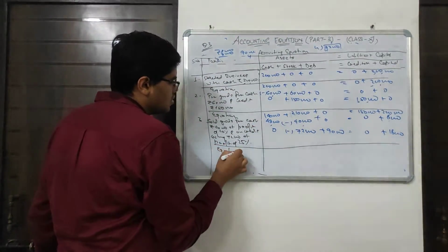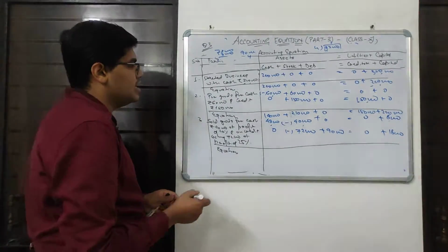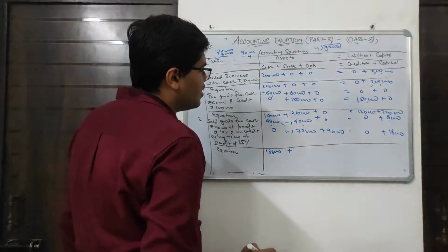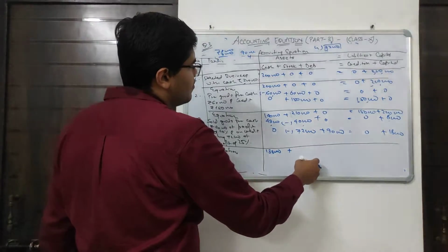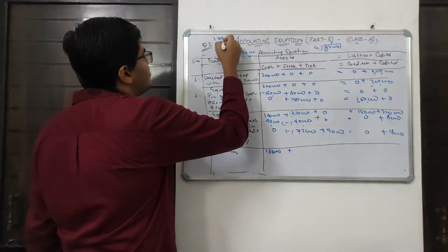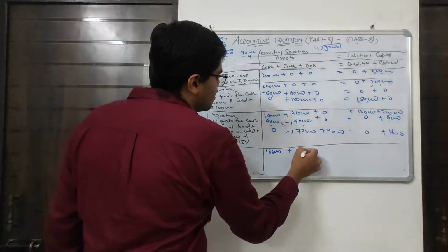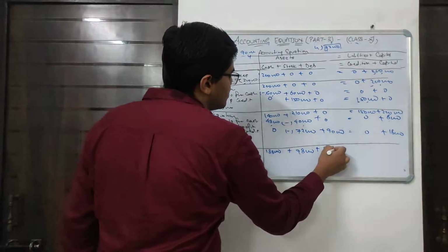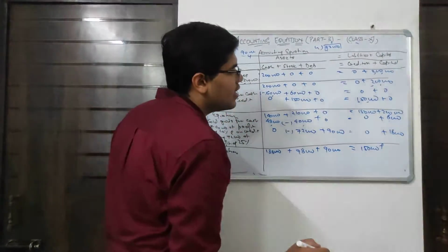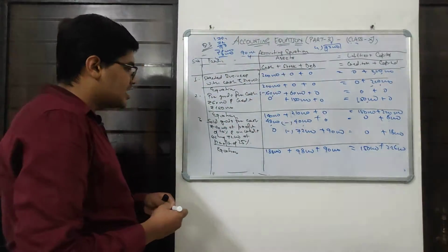Equation. Now you can see there 1,40,000 plus 48,000, that is 1,88,000, plus 2,10,000 minus 40,000, it will be 1,70,000, and minus 72,000, it will be 98,000, plus 90,000, is equal to 1,50,000 plus 2,26,000. Now moving to our last transaction.